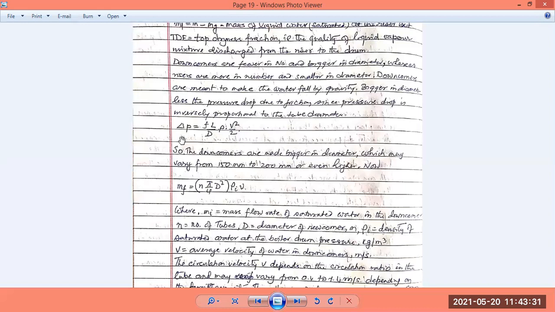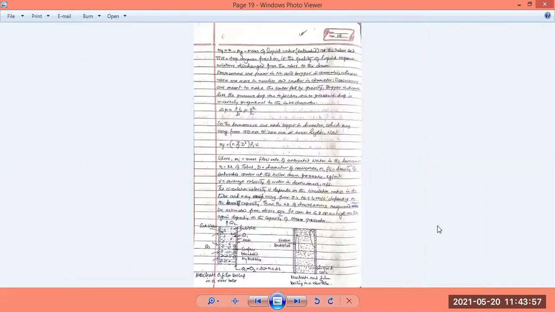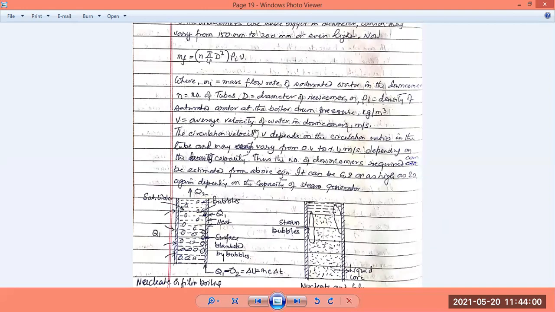So the pressure differential is found in terms of the coefficient of friction, length, D, rho, and V. The downcomers are made with bigger diameter, varying from around 15 centimeter to 20 centimeter, even higher. Then we get the mass flow rate of saturated water, MF, and D, V, and density, so we get the pressure difference as well as the average velocity of the water in the downcomer.